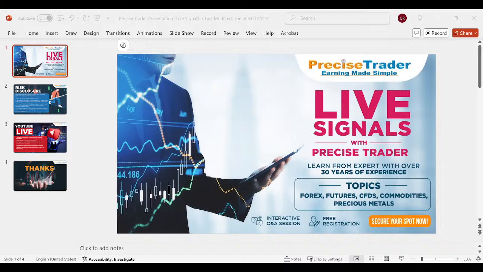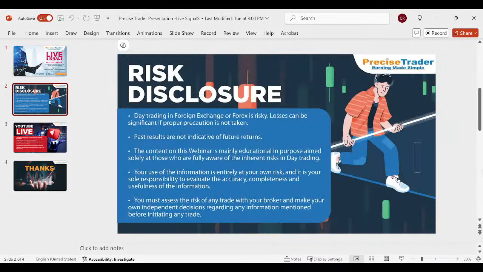Today is 6th December, US session. We are going to do live trading on the news, the data announcement that is going to be out shortly. And do take note of the risk disclosure.